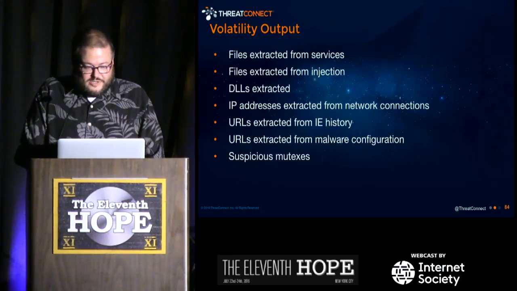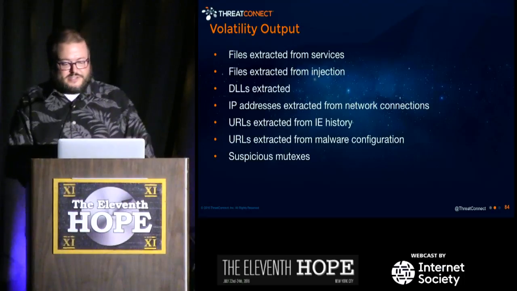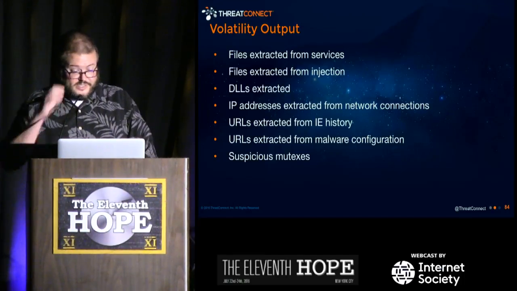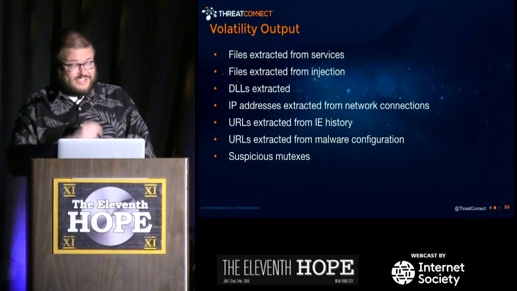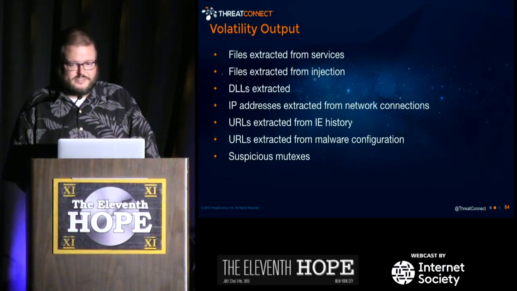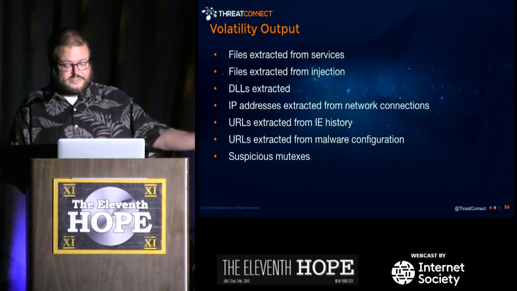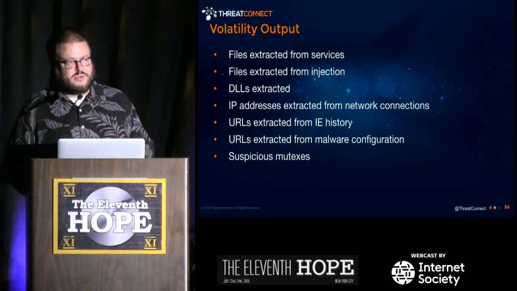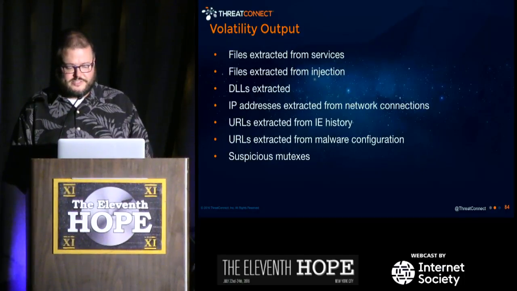So Volatility's output: you get files from extracted services, from injection, DLL extracted, IP addresses. This one, IE history, is interesting. I can actually see the history of all of the URLs that a user or malware has visited if they are using IE. URLs are also extracted from the malware configuration. So the malware config, if it's loaded into memory, I can pull URLs out of that, and then also suspicious mutexes.